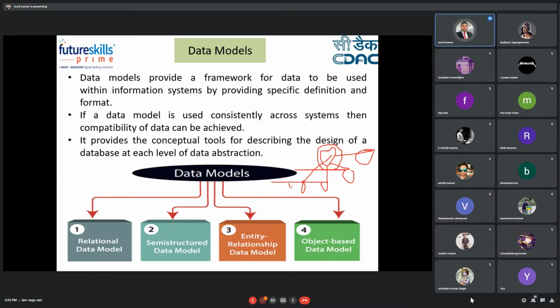For that particular work, we have four kinds of data models that we use. First one is the relational data model. Second one is the semi-structured data model. Third one is the entity relationship model, which is also known as the ER model. And fourth one is the object-based data model.